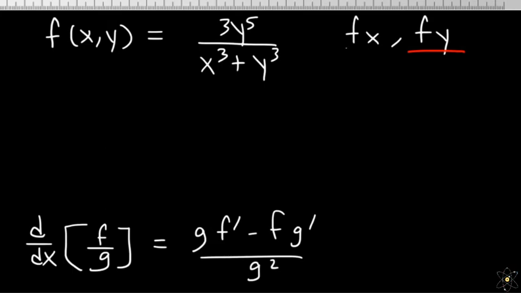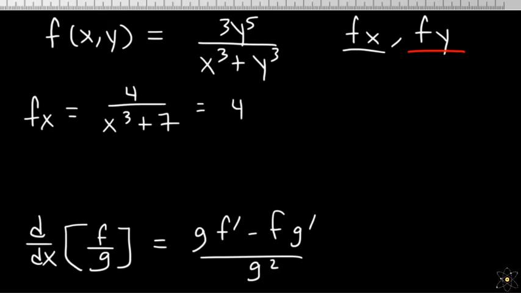So let's start with f of x, where we don't need to use the quotient rule. So imagine if you were differentiating, let's say, 4 over x cubed plus 7. If that's the case, what you could do is rewrite the function as 4 times x cubed plus 7 to the minus 1 and simply use the power rule. And that's what we're going to do in this example.